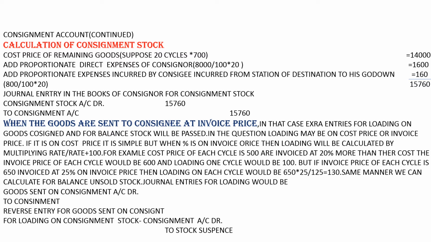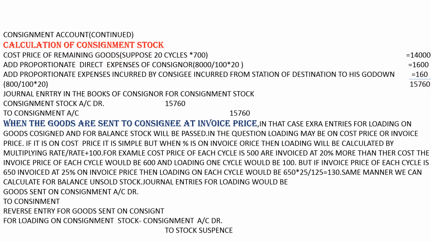On 100 cycles 800, so 800 upon 100 into 20 cycles. It comes to 160. The total comes to 15,760.